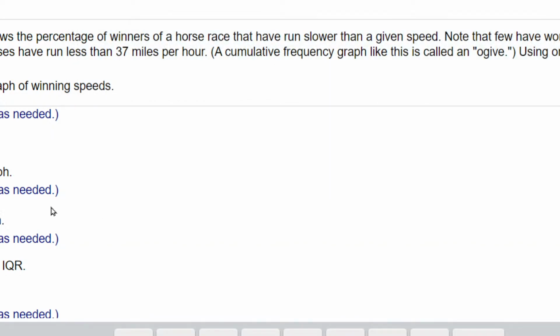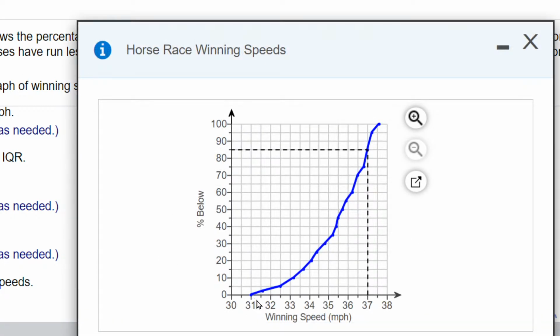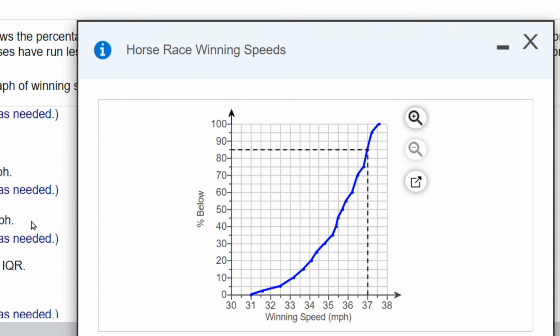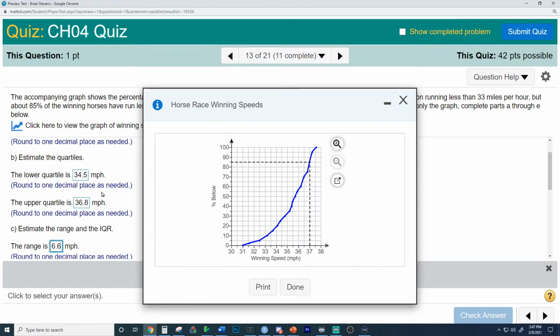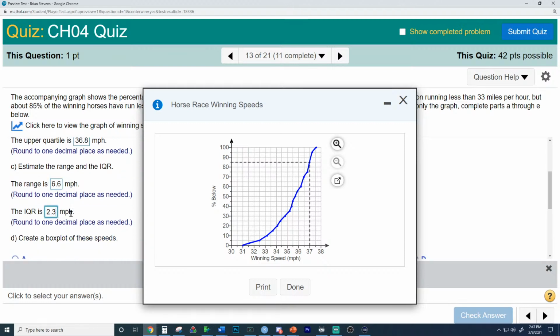So 36.8. Now it wants the range of the data. The range of the data, this is a fun question, right? The range of the data is going to go from 31 to 37.6, so 6.6. Please tell me if I'm wrong, everybody. And then the IQR is about 2.3. The IQR is the distance between these right here, 2.3, because I'm just subtracting those differences. And there we go.